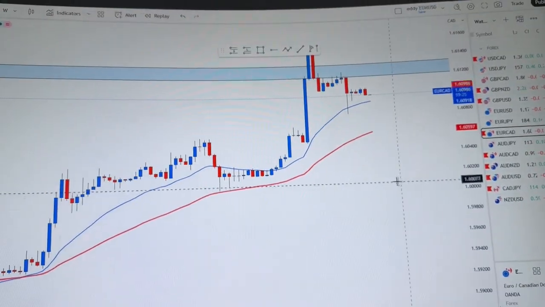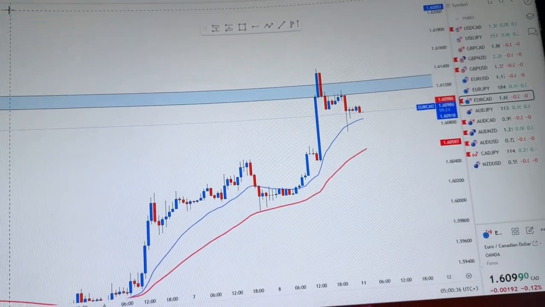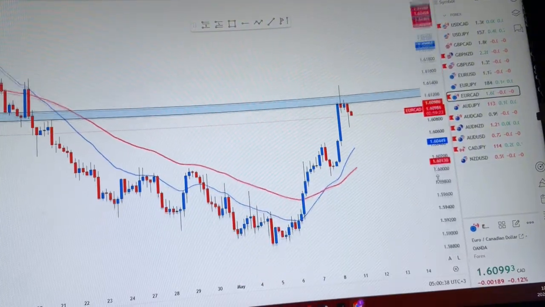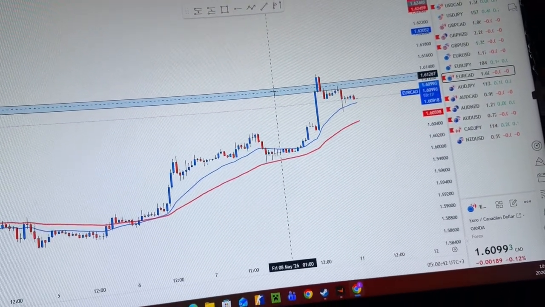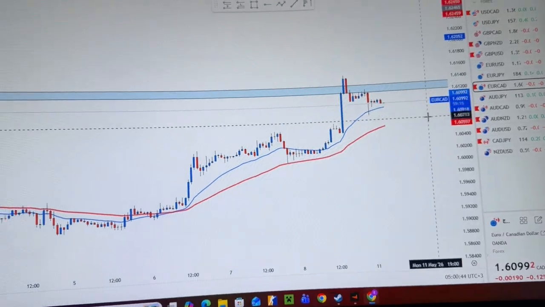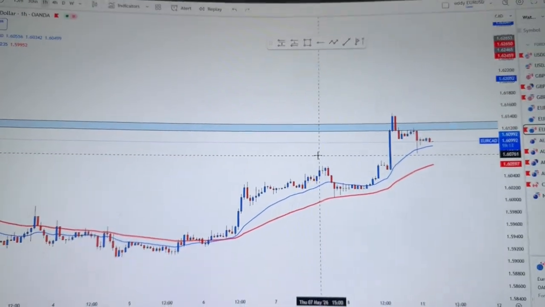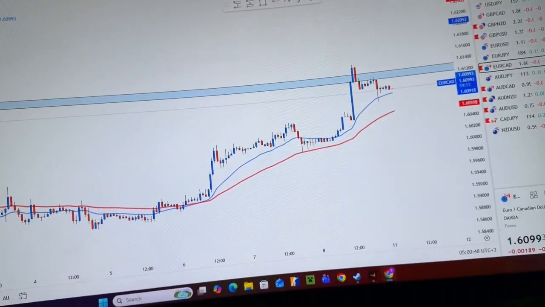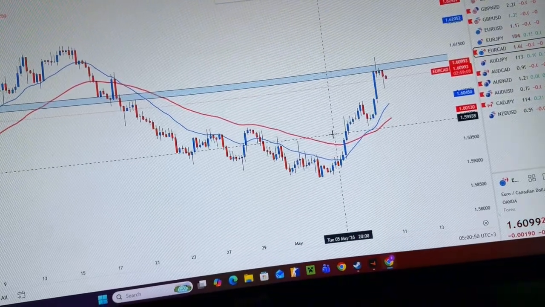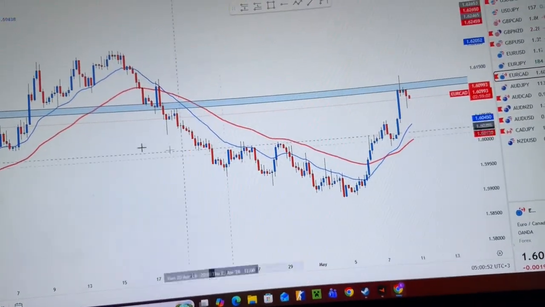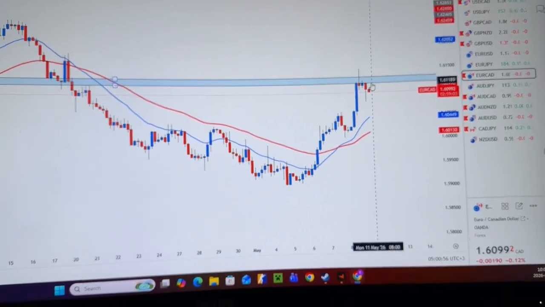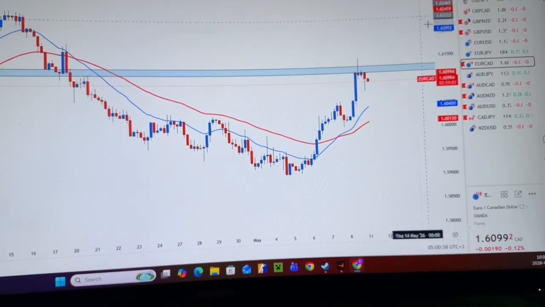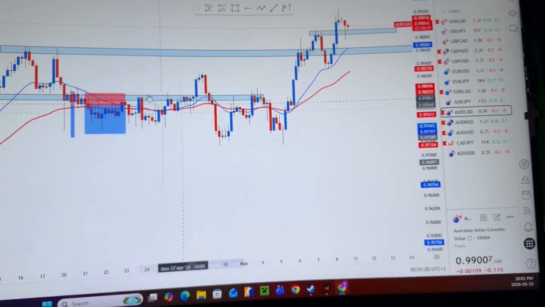Euro CAD, we have this resistance. Now I'm not going to sell at a resistance because I'm thinking I'm gonna stop doing that, because it's not really following my strategy. My strategy is break and retest, and not selling at just a resistance without a break and then a retest. So I'm not gonna be selling here. If anything, I'm gonna wait for it to break, retest, to eventually buy because everything is bullish.